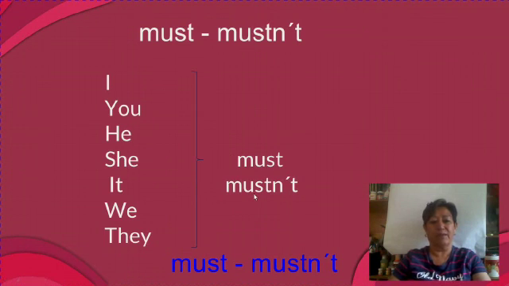Okay, thank you, and remember that today we learned some road safety vocabulary and revised the modal auxiliaries must for obligation and mustn't for prohibition.